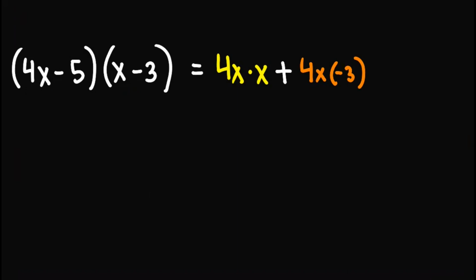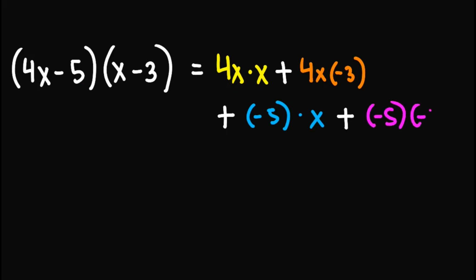We then have the inner terms, which are negative 5 and x. So we'll have negative 5 times x. And lastly, the last terms, which are negative 5 and negative 3. So let's write out negative 5 times negative 3.